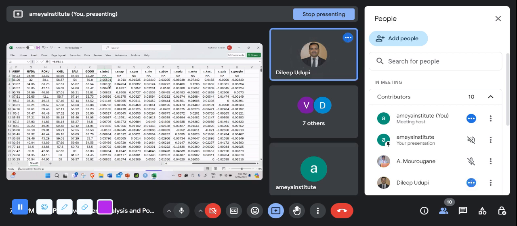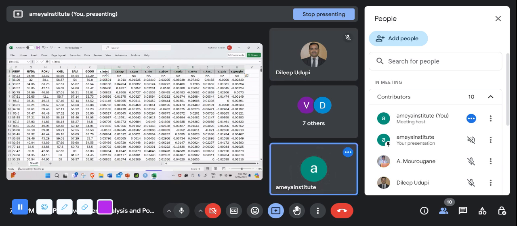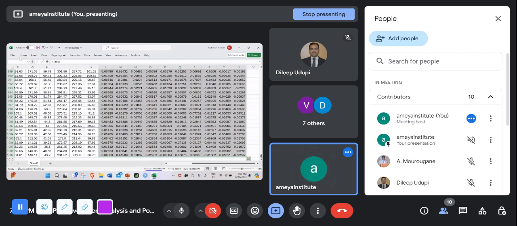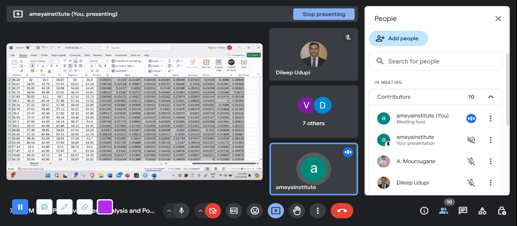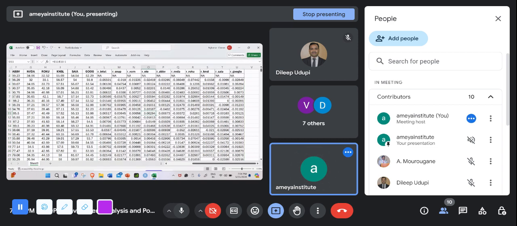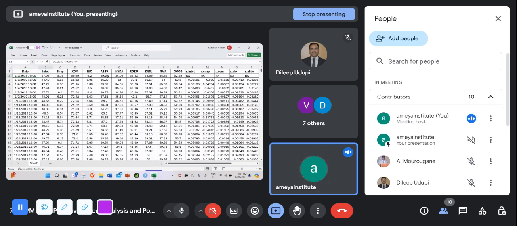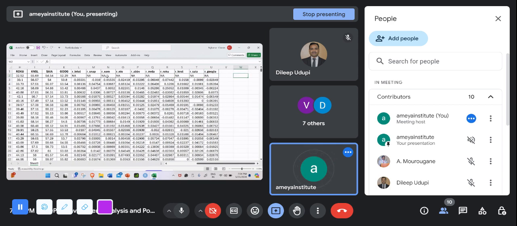Yes, done. So, I'll put it in all border. Okay, so we got daily returns of all the 10 stocks. Now we'll go to sheet 2.